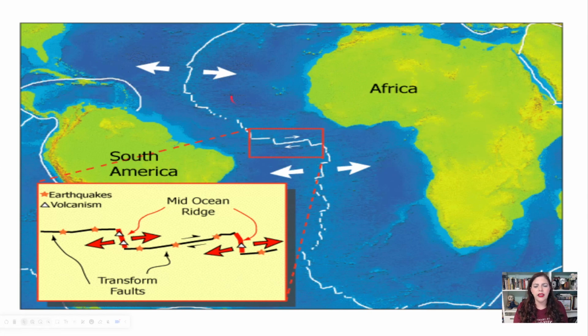Here is the Atlantic Ocean, right, which we call the Mid-Atlantic Ridge. So actually right now, South America and Africa are getting further and further away from each other. North America and Europe are getting further and further away from each other. Again, about 3 centimeters per year. So the Atlantic Ocean is actually still growing.